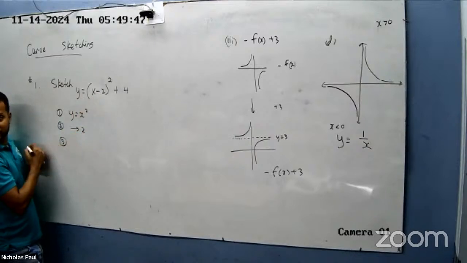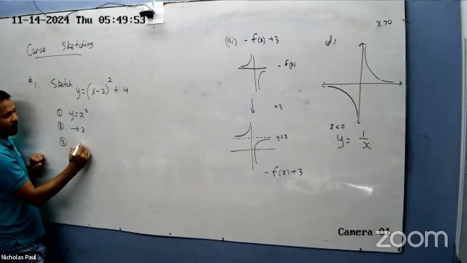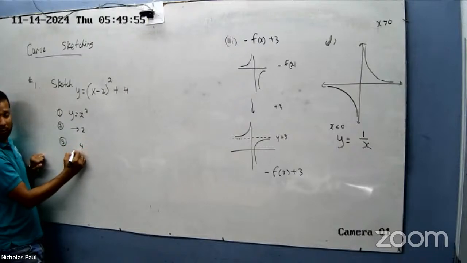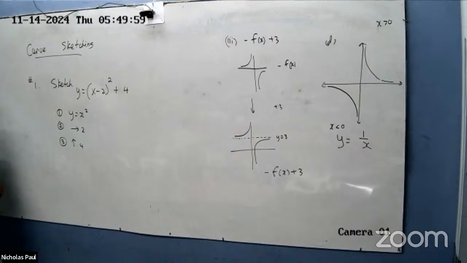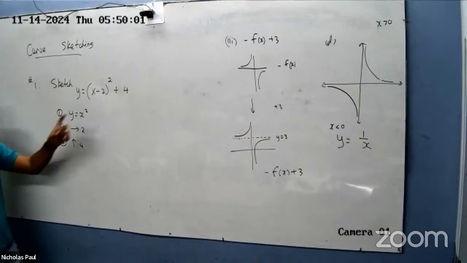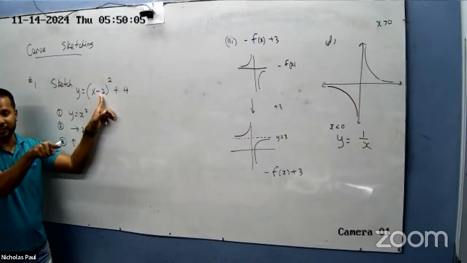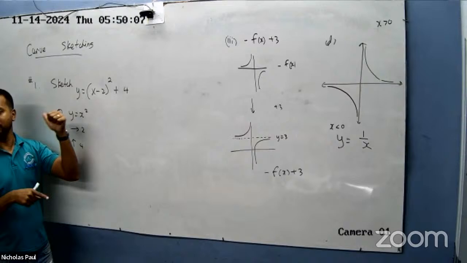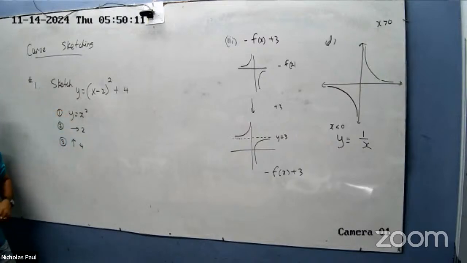Check the rule. And positive 4 is what? 4 upward. That's okay? So here it's a little bit in reverse. When it's a minus, they're going to the right. When it's a plus, they're going to the left. Okay? So you have to learn them.